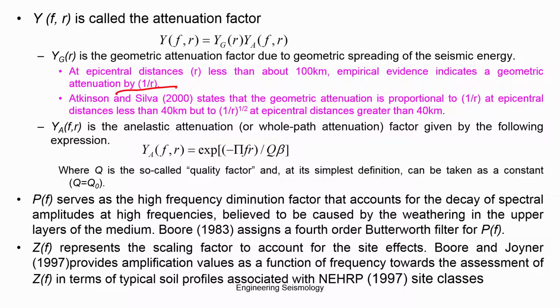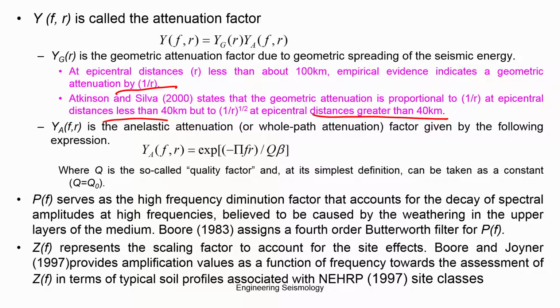So, Atkinson and Silva state that geometric attenuation is proportional to 1 by R at epicentral distance less than 40 km, but to 1 by square root of R at epicentral distance greater than that. So, this basically depends upon the region. Atkinson and Silva gave it for the western US, so it is not constant throughout. Recently we have derived these kinds of factors for our Indian Himalayan data. You can refer to our papers published in the Soil Dynamics and Earthquake Engineering journal. We used data and tried to derive how the attenuation characteristics occur in the Himalayan region. That was the first unique work we have done. So, we keep working on these kinds of areas.